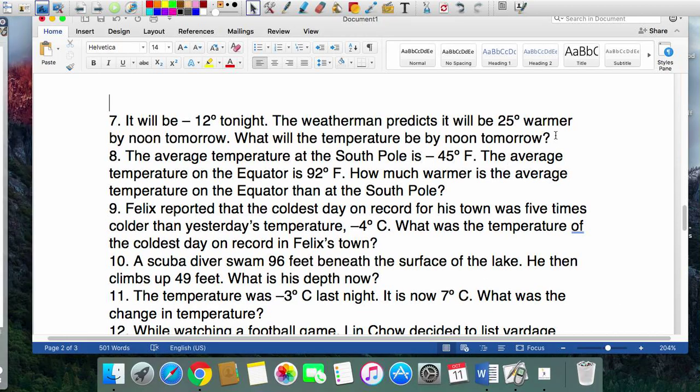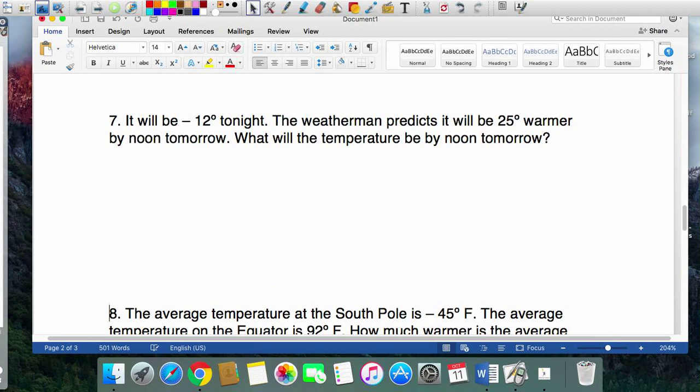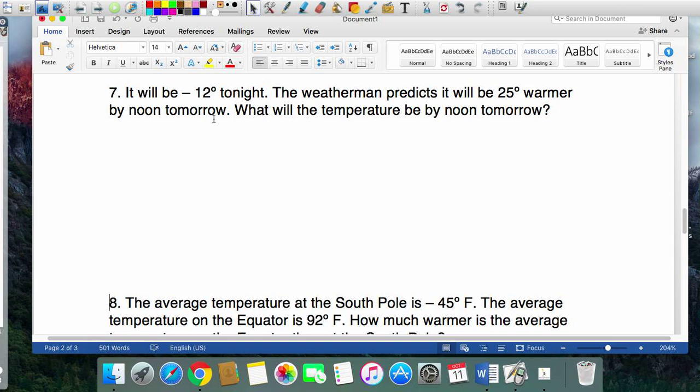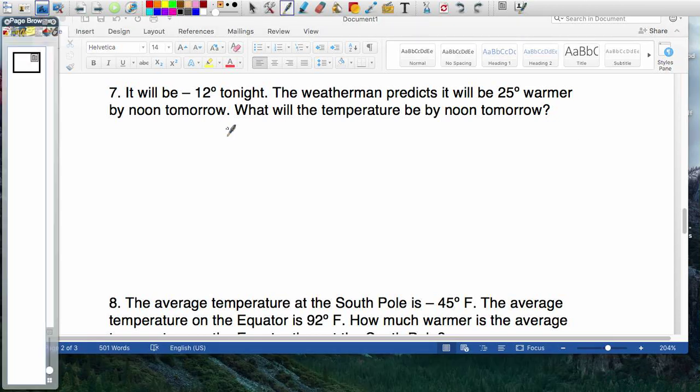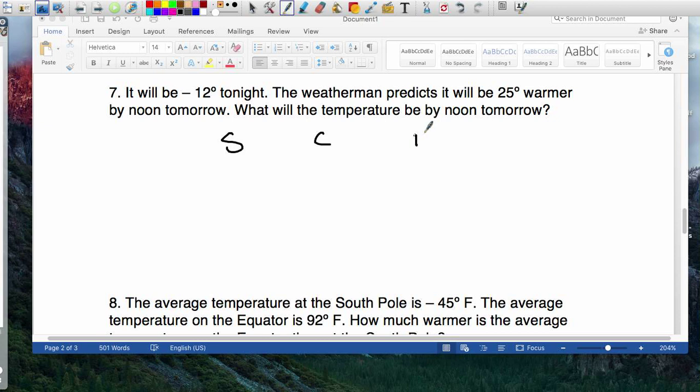Number 7. It will be negative 12 tonight, so I'm telling you my final temperature here, so start, change, and final. The weatherman predicts it will be 25 degrees warmer by tomorrow morning. Okay, so you know what? I take that back. So it's negative 12 tonight. And then it's going to be 25 warmer tomorrow, so it's going to have a change of positive 25, right? What's my temperature tomorrow?